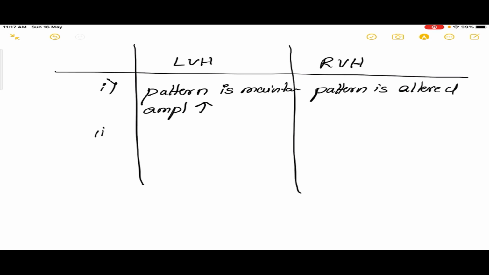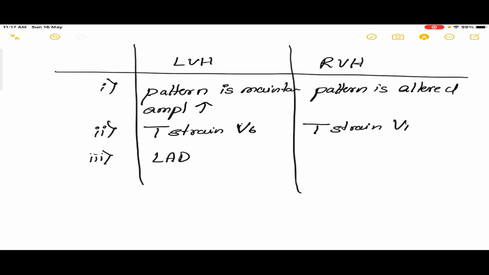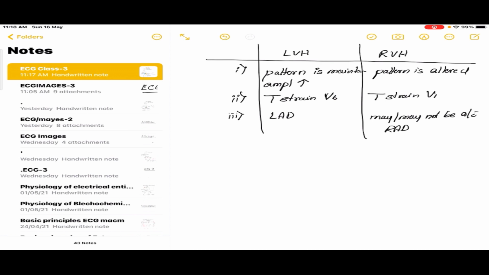Then T wave strain pattern is seen in V6 in left ventricular hypertrophy, whereas T wave strain pattern is seen in V1 in right ventricular hypertrophy. In left ventricular hypertrophy, there is left axis deviation, and right ventricular hypertrophy may or may not be associated with right axis deviation. So this is how it looks in ventricular hypertrophy. Now let's see a few ECG images.